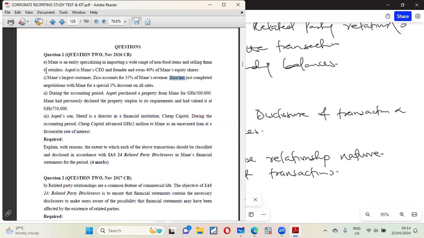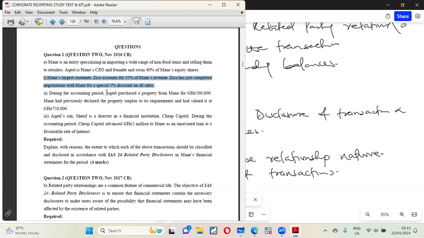So you see clearly that Aquil is a significant influence, and any transaction between them has to be disclosed. But this is just an introduction. It says that Zico is the largest client. We said that a customer or a supplier with whom an entity holds a significant volume of transactions doesn't mean there is a related party. So this one, there is no disclosure. All right. So that is that.